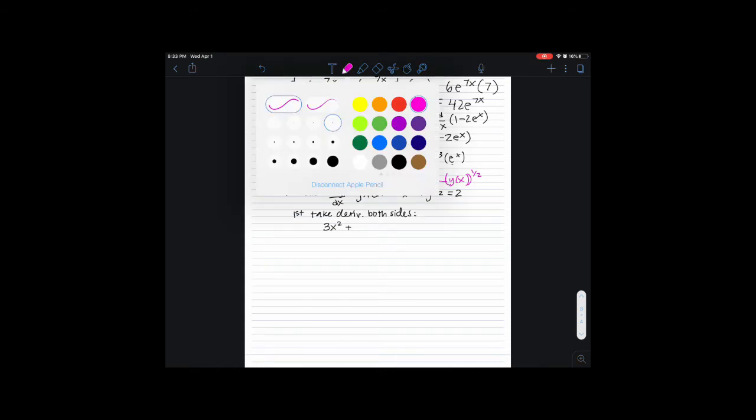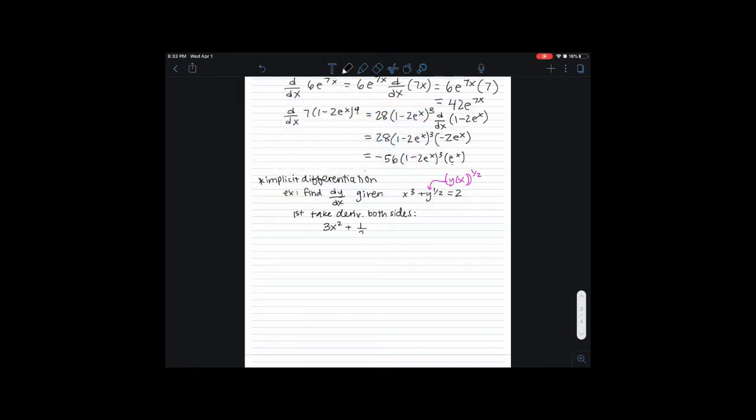Our outer function is to the 1/2, so we bring down our 1/2 power, leave the inside. I'm not going to write it as a function of x here, but just know that it is. And then decrease our power by 1, so we have a negative 1/2. And then we have to remember to multiply by the chain, which is just dy dx itself. And then the derivative of 2 with respect to x is just 0. And now all we have to do is solve for dy dx.